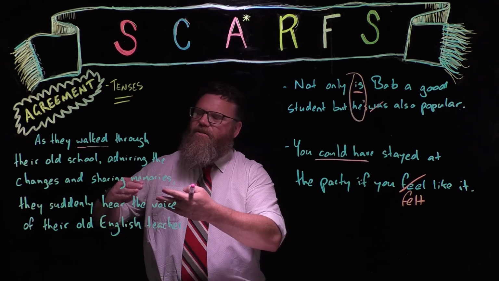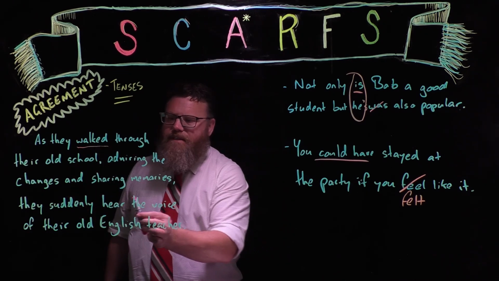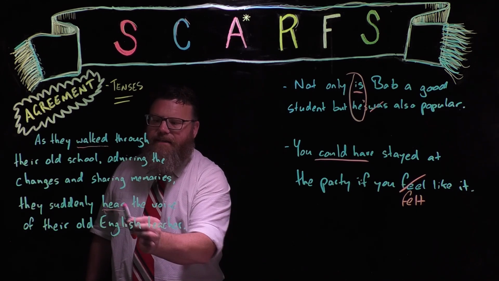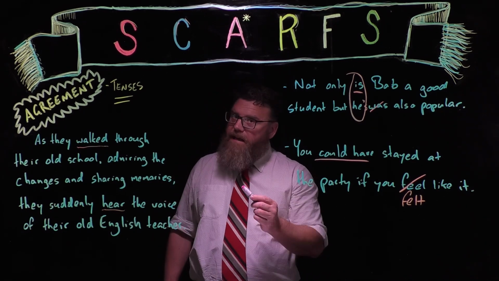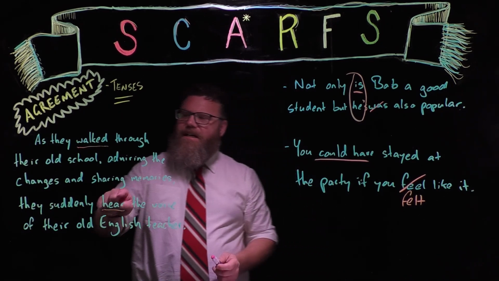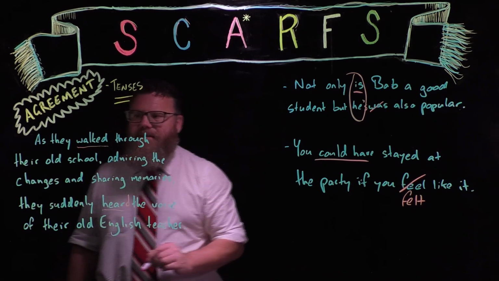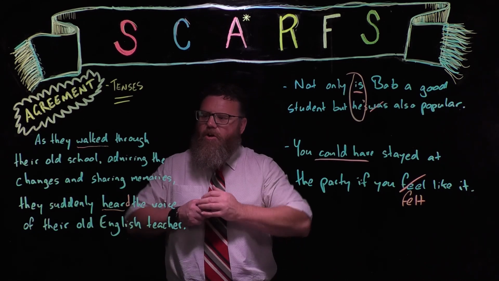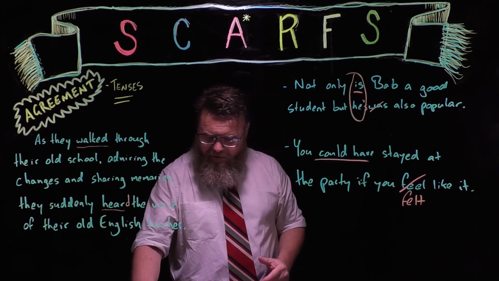And the reason that the lack of agreement is kind of camouflaged is because the next verb is so far away from the verb walked, and that's hear. Okay, they suddenly hear. That's present tense. So to make it agree, we need to change this to past tense. So they suddenly heard. As they walked through their old school, admiring the changes and sharing memories, they suddenly heard the voice of their old English teacher. So now these are all perfectly in agreement.